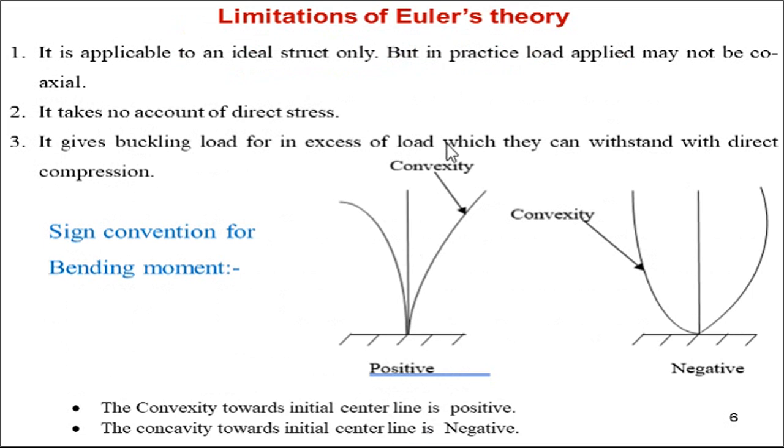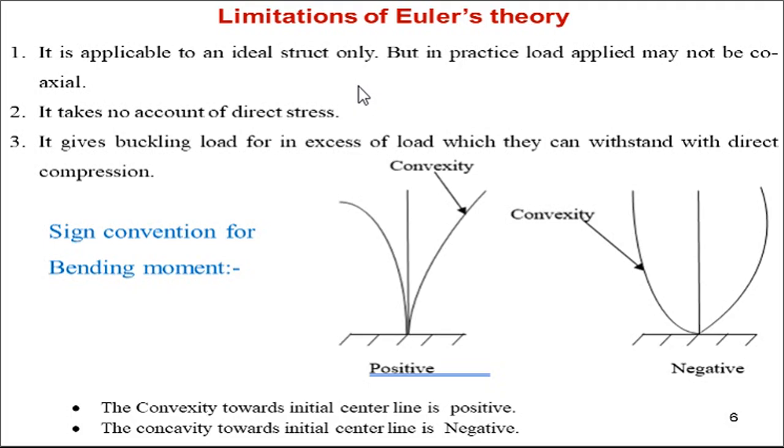And then some of the limitations of Euler's theory: it is applicable to an ideal structure only, but in practice the load applied may not be coaxial. Sometimes the compressive load that is applied may not be along the axis of the column. So these are some limitations, because we are using Euler's theory based on some assumptions.